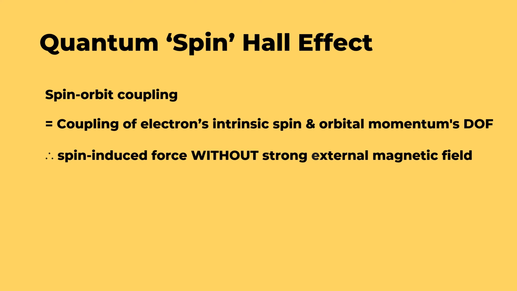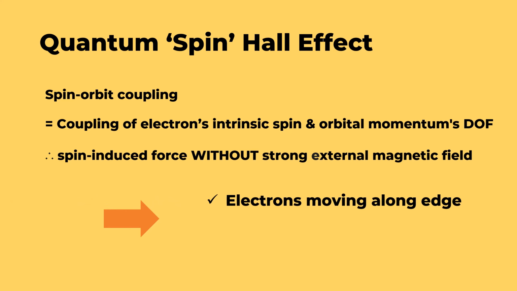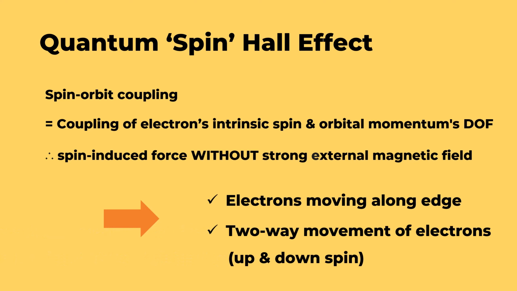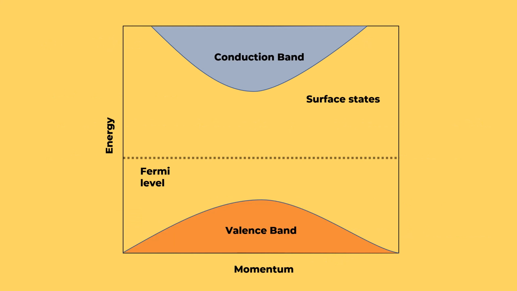In the experiments, there is a phenomenon that electrons move along the edge. For quantum spin Hall effect, either way of movement of electrons, clockwise and counterclockwise, is possible by up and down spin. Let's look at the energy momentum graph. Usually, insulators have a band gap, so electrons cannot move to another band. But results of the experiment tell us that surface conduction is possible even in insulators.